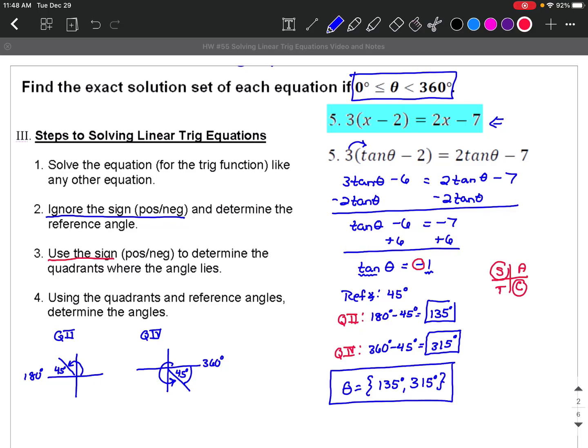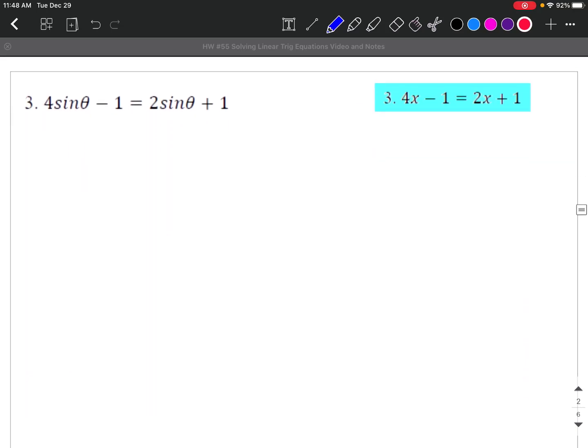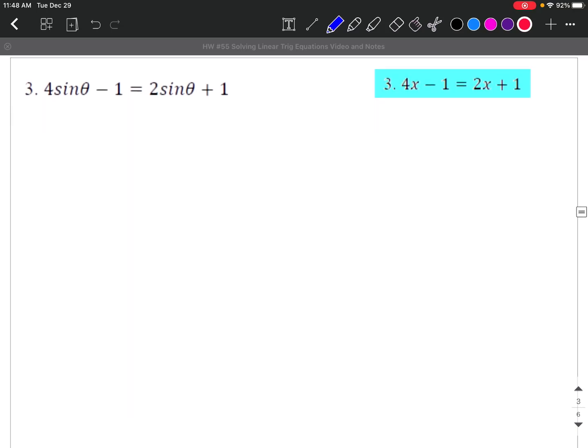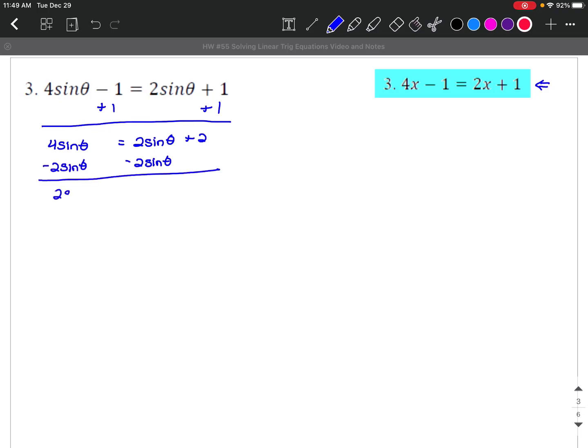Will that always be the case? Nope. And I'll show you one. Let's take a look at 4 sine theta minus 1 equals 2 sine theta plus 1. So first step is solve it like any ordinary equation. Okay, so we're going to add 1 to both sides. And I get 4 sine theta equals 2 sine theta plus 2. Now I'm going to subtract the 2 sine theta from both sides. And I get 2 sine theta equals 2. Divide both sides by 2. And sine theta equals 1.